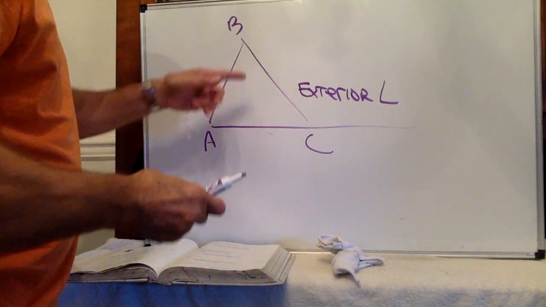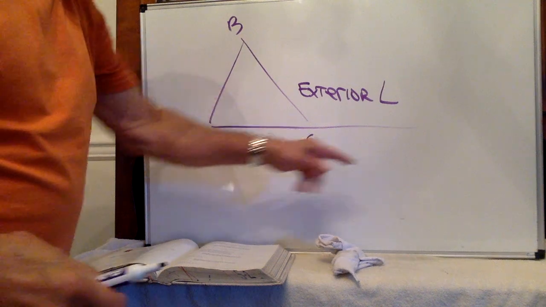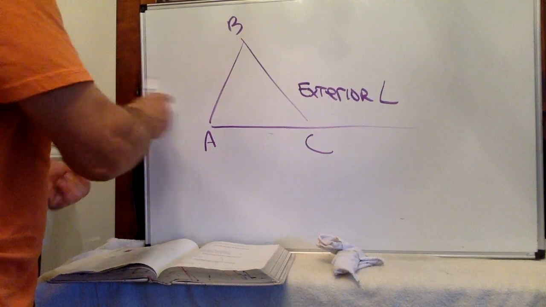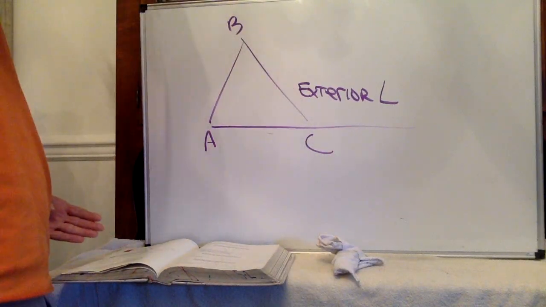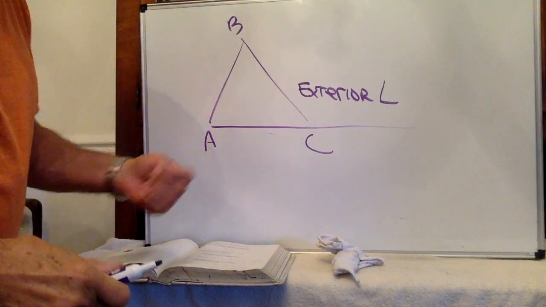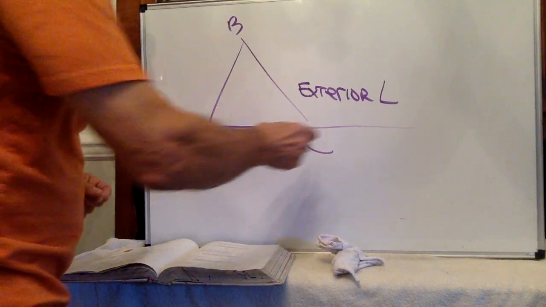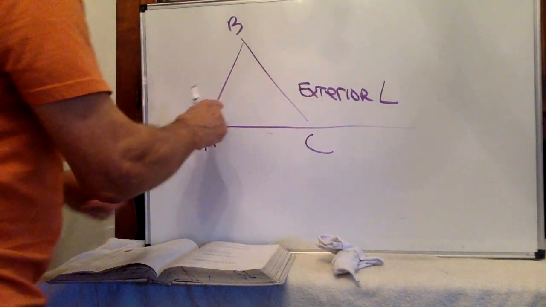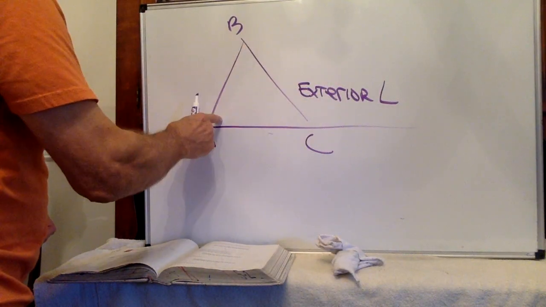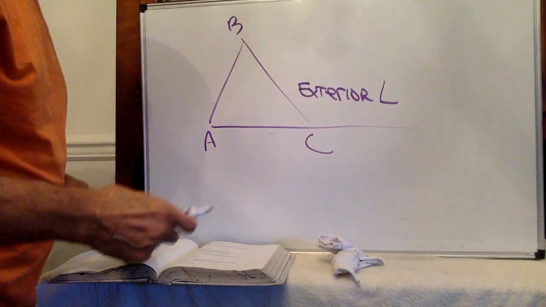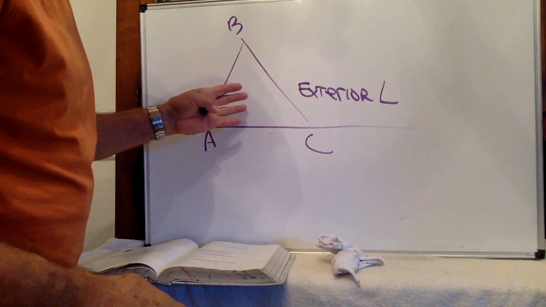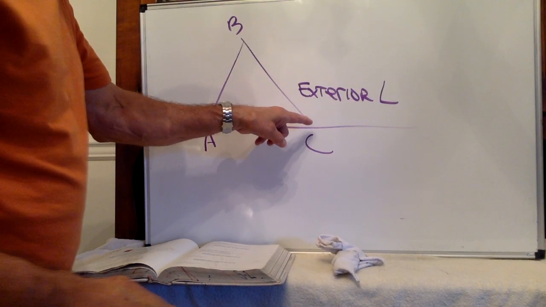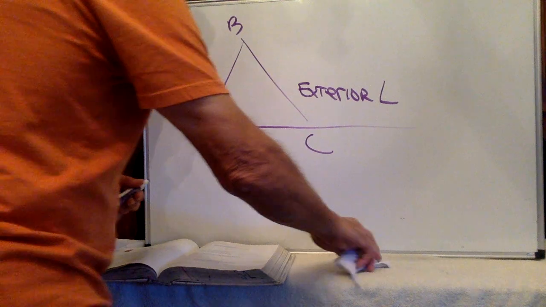And I could extend the side this way, and I would have the exterior angle. I could extend this side, and I would have an exterior angle over here. I could extend side BC, I would have an exterior angle up here. And if this is the exterior angle that I'm working with, angle A and angle B are called remote interior. They're the two interior angles of the triangle that don't share a vertex with that exterior angle I am working with.